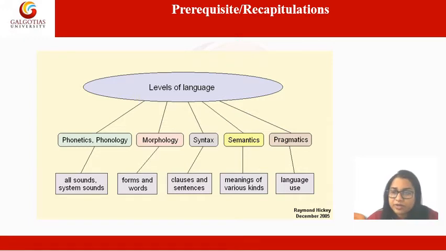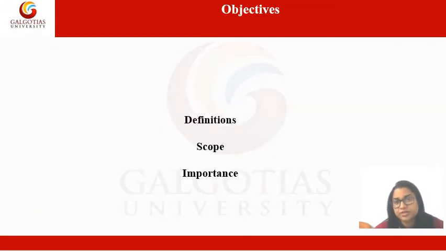Let's start with morphology. The objectives are definitions, scope, and importance. So let's know about what is the history, what are the scopes, and what is the importance of morphology. Then we'll discuss in detail the morphology subject. So what is morphology? What is the scope and nature of morphology?